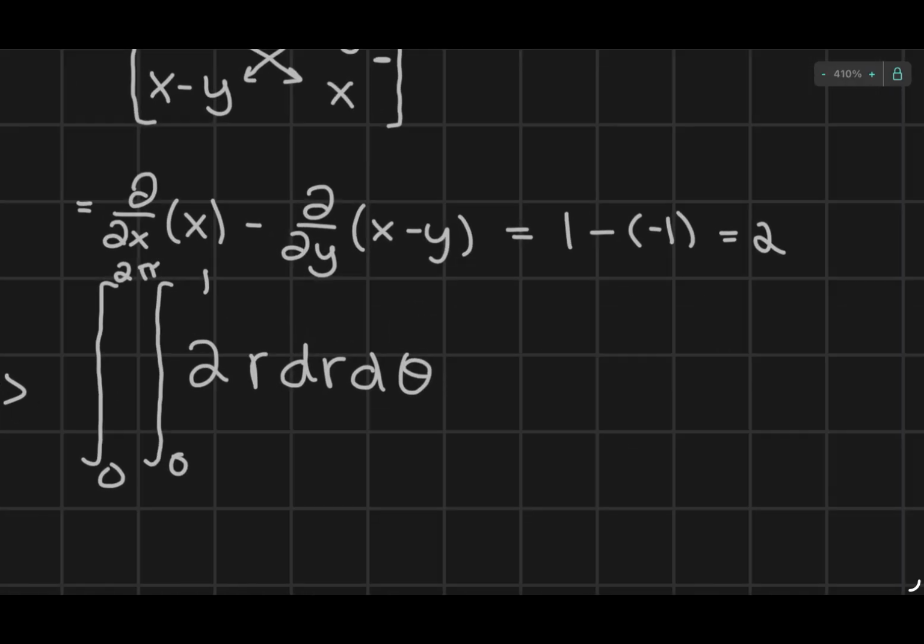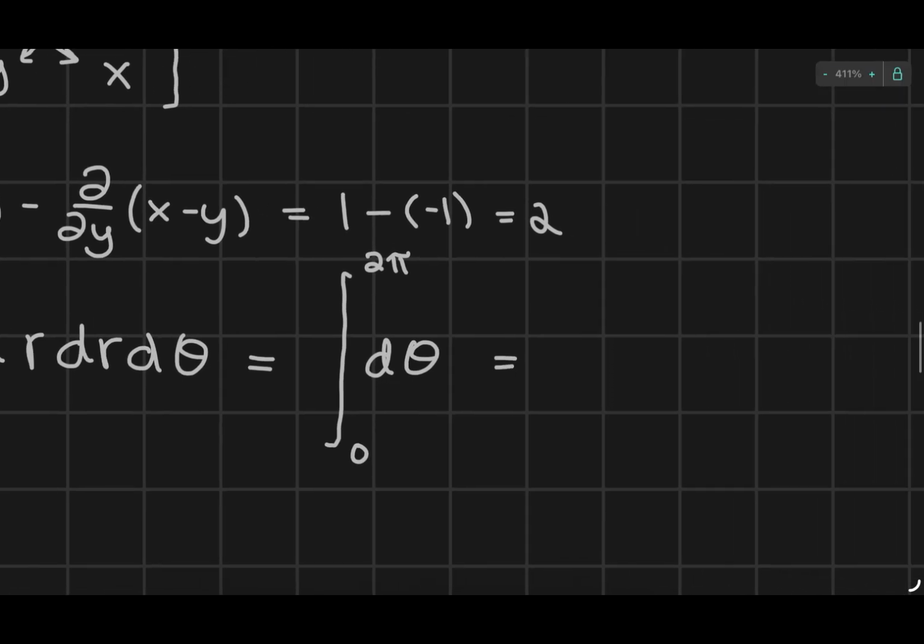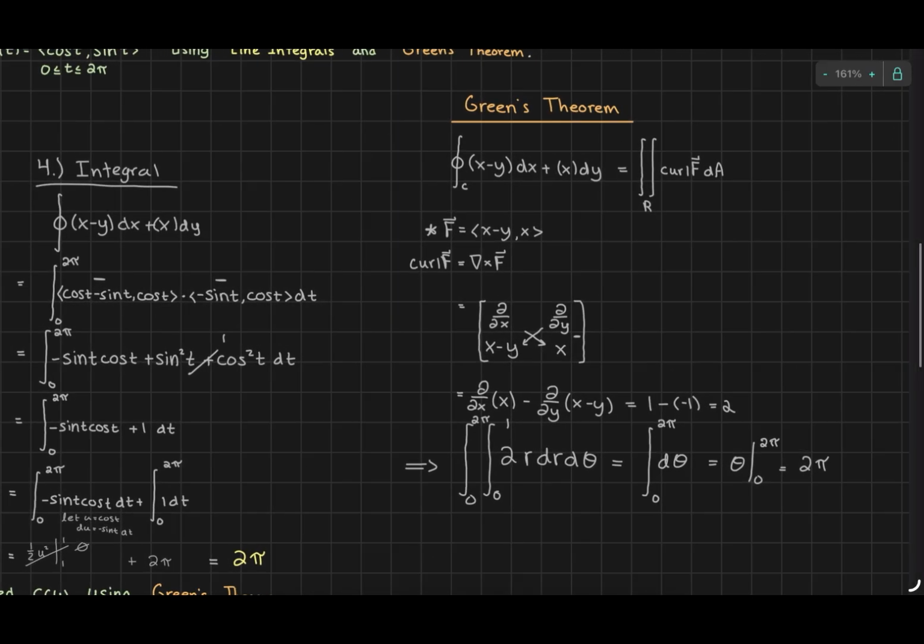And evaluating this really fast, I'm going to skip that first step a little bit. It's a pretty simple integral to solve. The integral of 2r dr is going to be r squared. And evaluating that from 0 to 1 is just going to be 1. So it looks like we just have the integral of d theta from 0 to 2 pi, meaning that's just going to be theta evaluated from 0 to 2 pi, meaning that our Green's theorem proof here says that it is 2 pi.